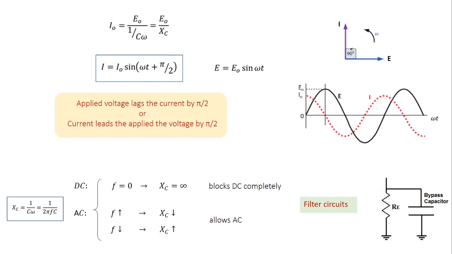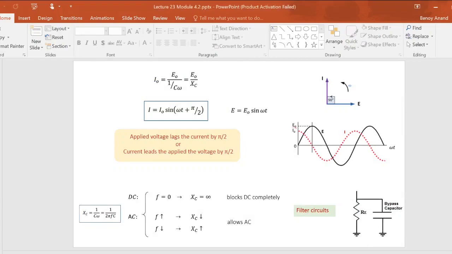On the other hand, in the case of AC, the frequency is non-zero. So it's going to experience some amount of resistance depending on the frequency. So when the frequency is more, you can see from this equation, the reactance is less. On the other hand, when the frequency is less, the reactance is more. So the capacitor allows AC with some amount of resistance. Now the ability of the capacitor to selectively apply resistance to an AC flow is utilized in filter circuits. So you have different types of filters like high pass filter, low pass filter, and band pass filter.